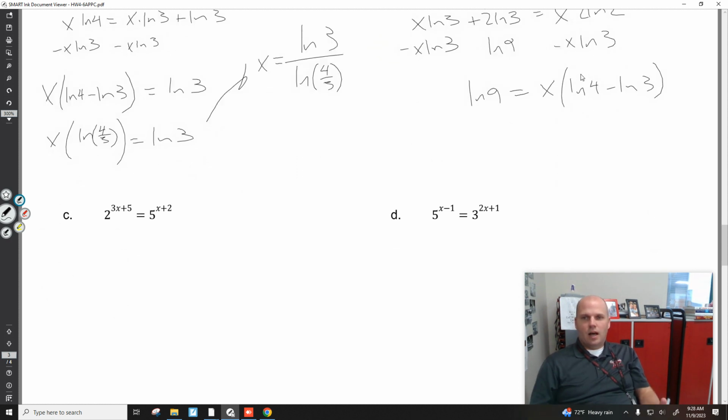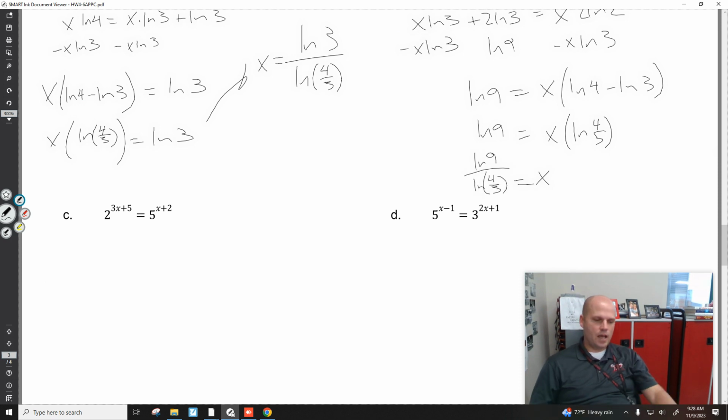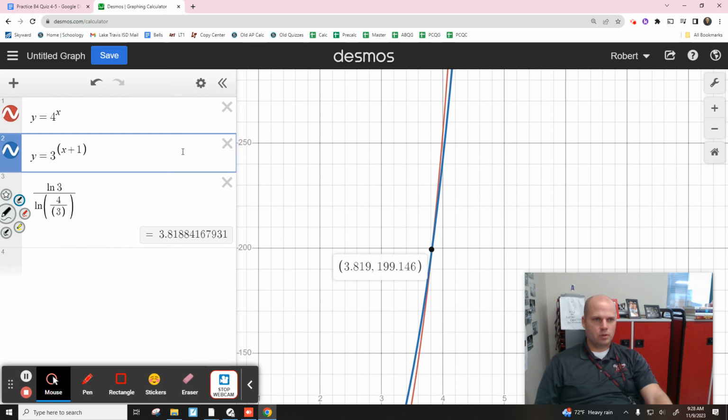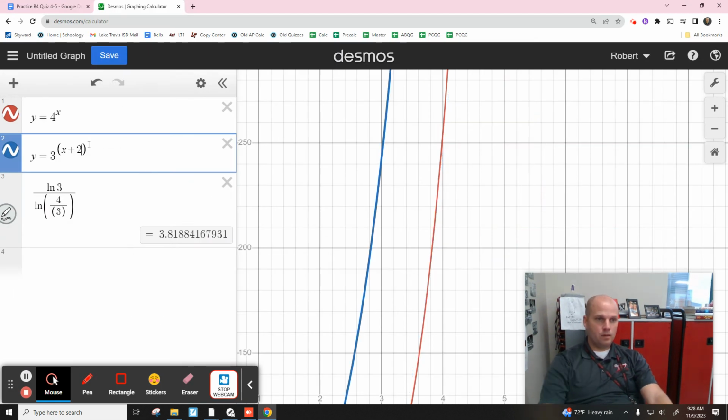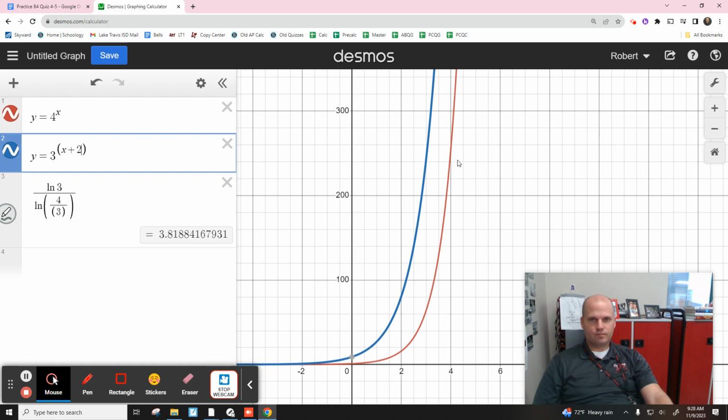Boom. Solving for x, I'm going to rewrite this as log 4/3. I'm going to divide, giving me log 9 divided by log 4/3. This is what we want. A is 9, B is 4/3. We got 3 to the x plus 2. We got 4 to the x.